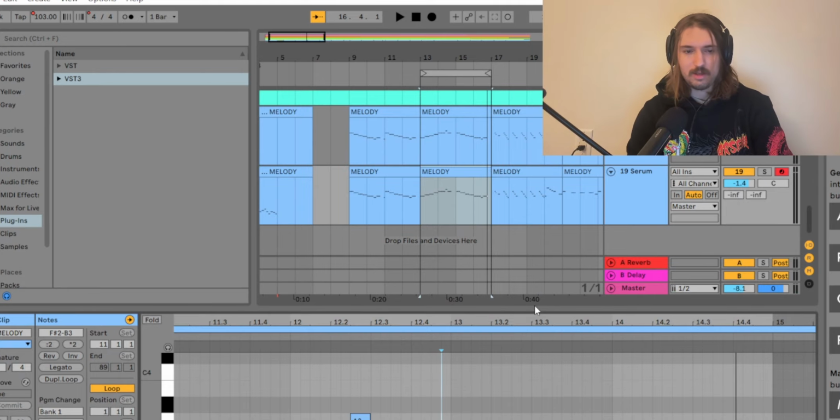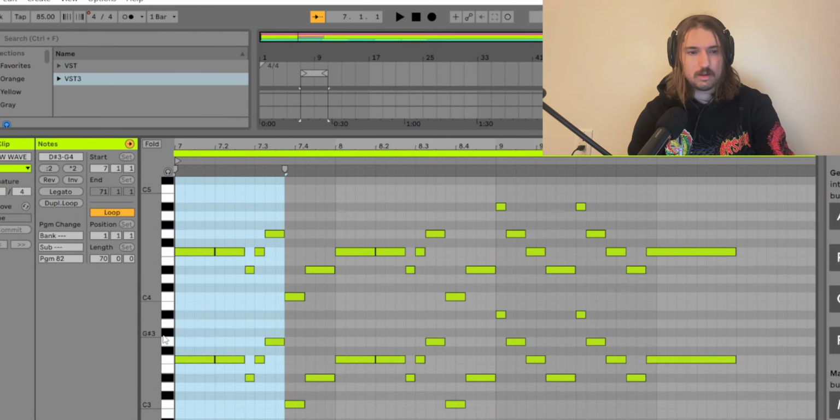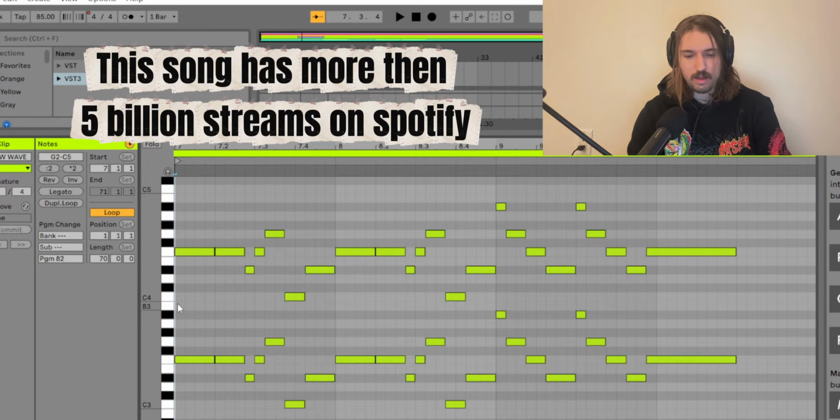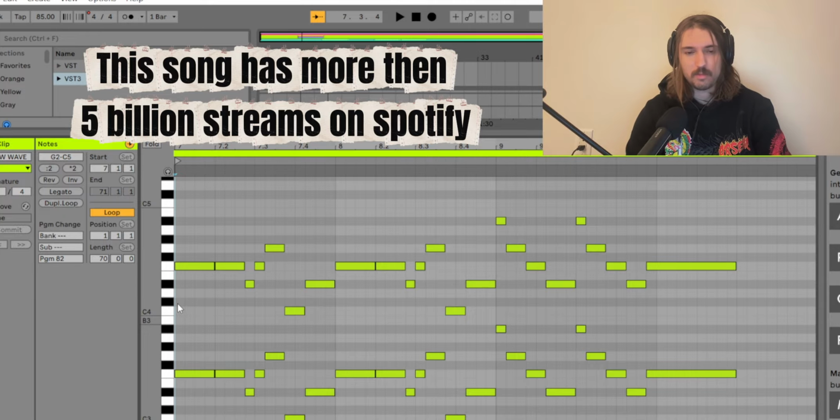So hopefully you get the basic grasp. Now let's look at Blinding Lights. Let's have a listen to the main melody, and we're going to find the different recurring patterns that are going to be used throughout the whole song.